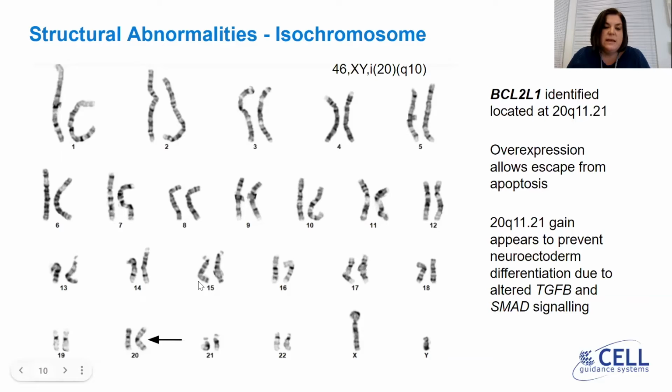This results in overexpression of a gene called BCL2L1, which is located at 20q11.21. An overexpression of this allows cells to escape from apoptosis. Papers have been published that show that gain of this region appears to prevent neuroectoderm differentiation, and that's due to altered TGFB and SMAD signaling.